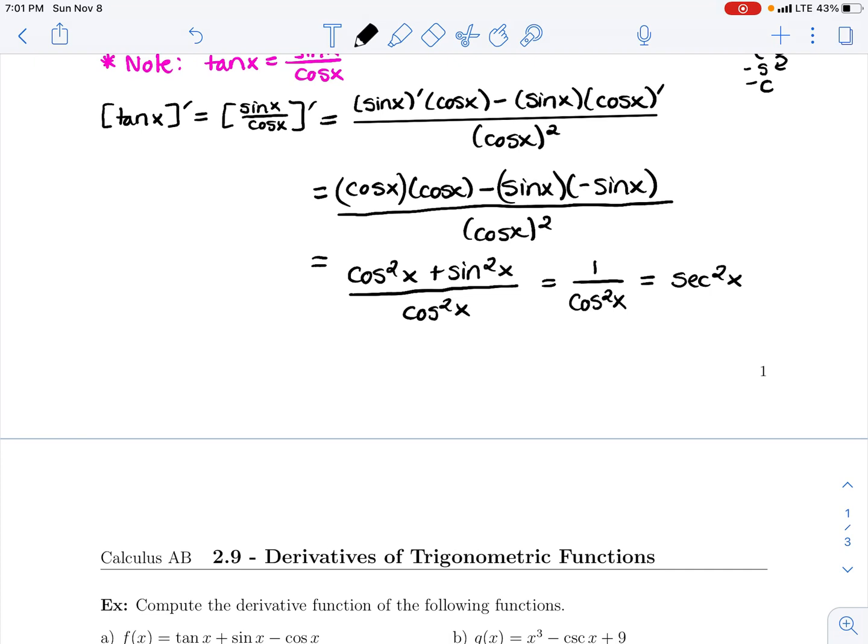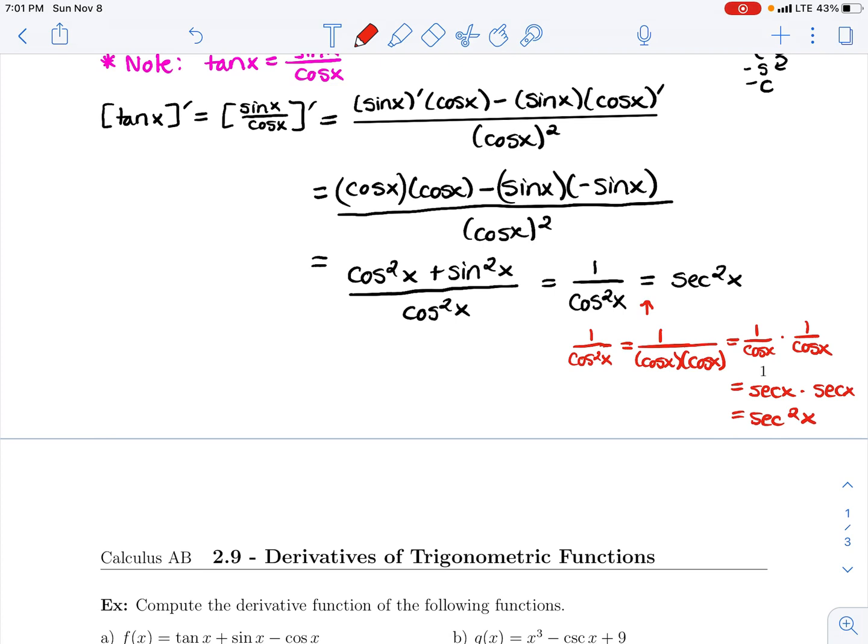Okay, because remember that secant x is 1 over cosine x, so secant squared x is 1 over cosine squared x. If you're not completely convinced of this, I can show this out more to convince you. Alright, so 1 over cosine squared x is equal to 1 over cosine x times cosine x, which is equal to 1 over cosine x times 1 over cosine x, which is equal to secant x times secant x, which is equal to secant squared x.